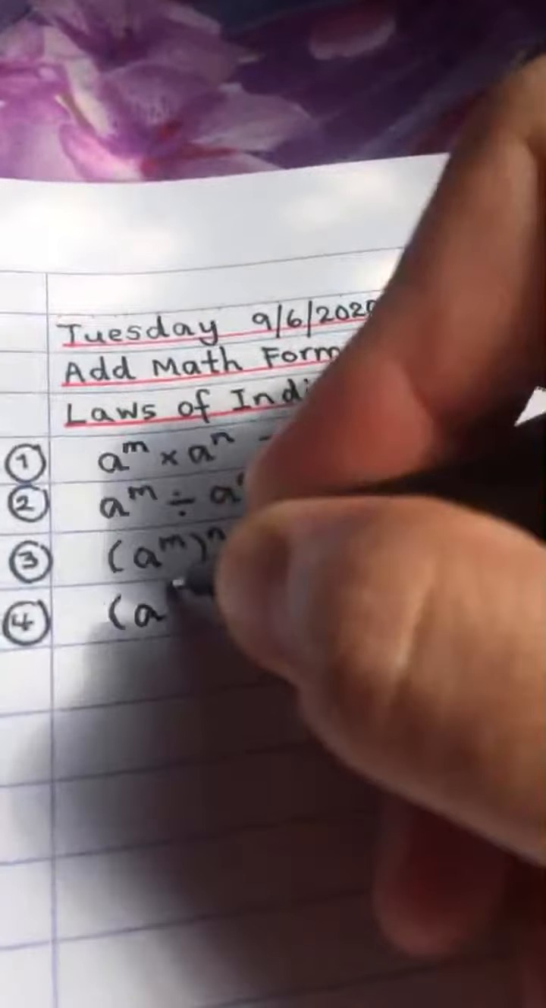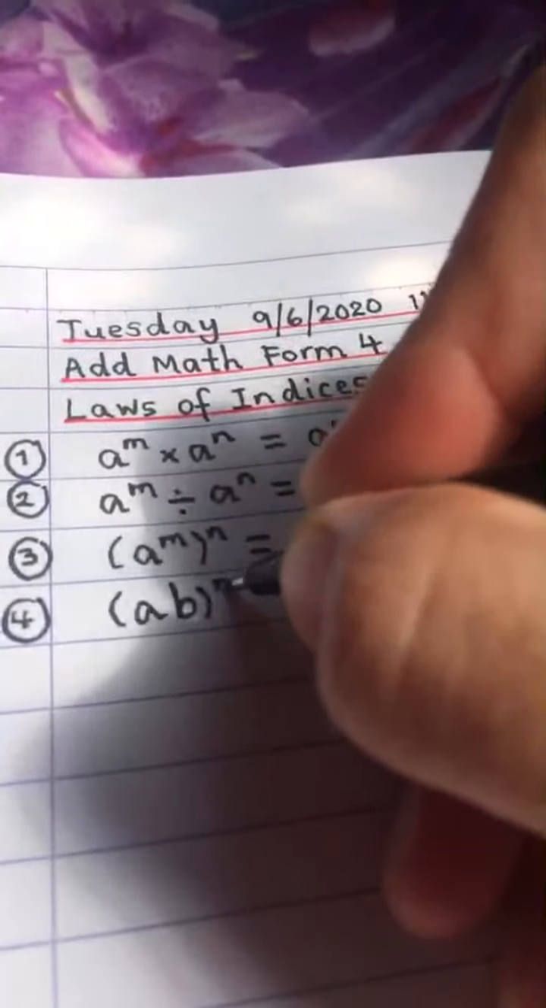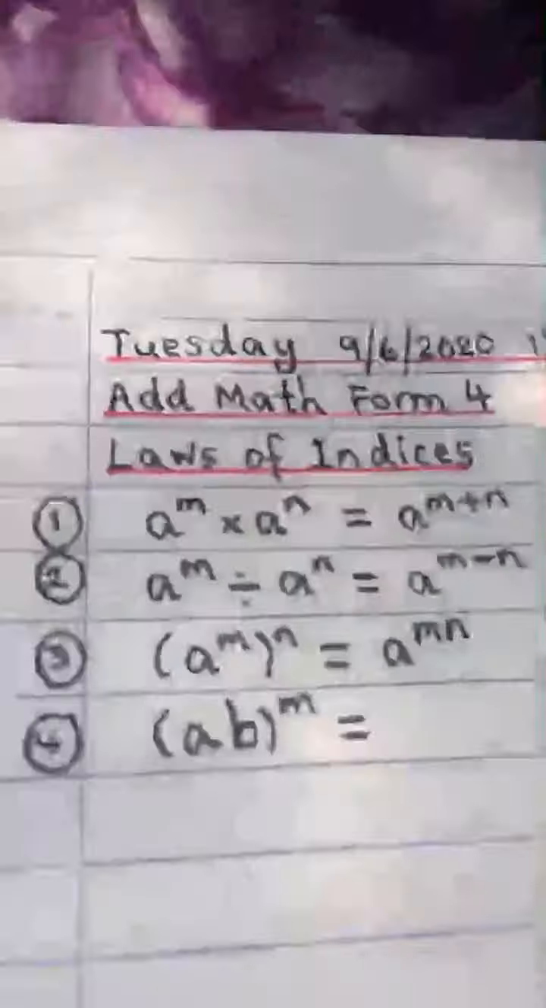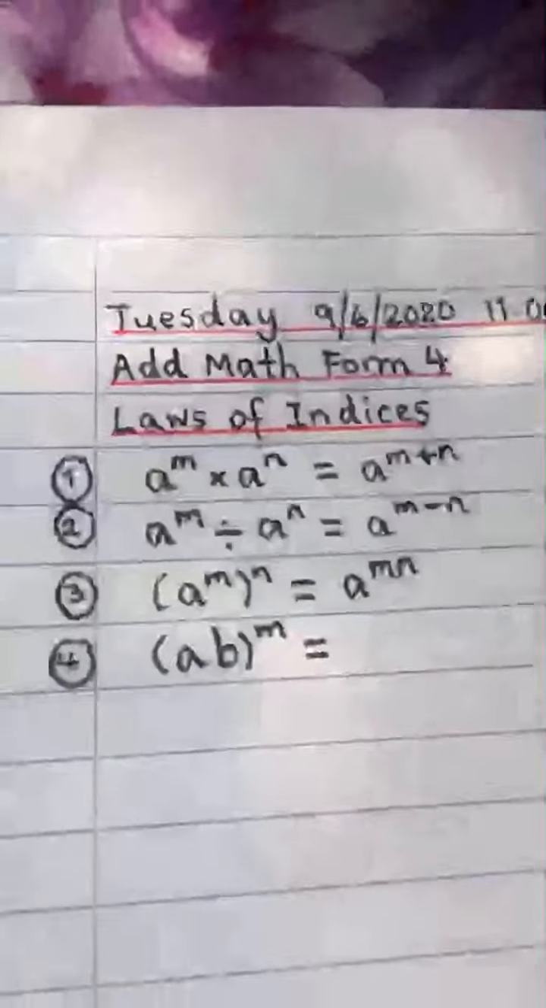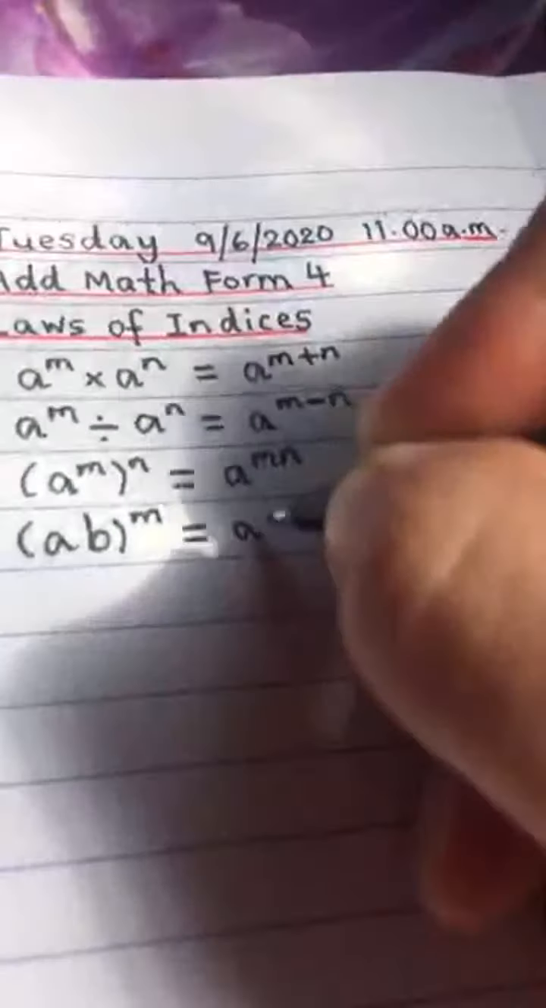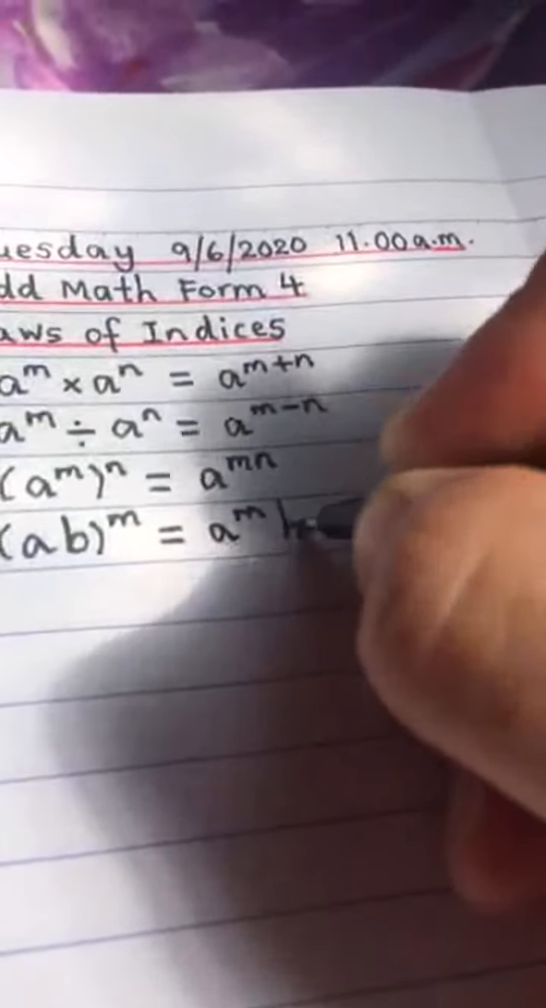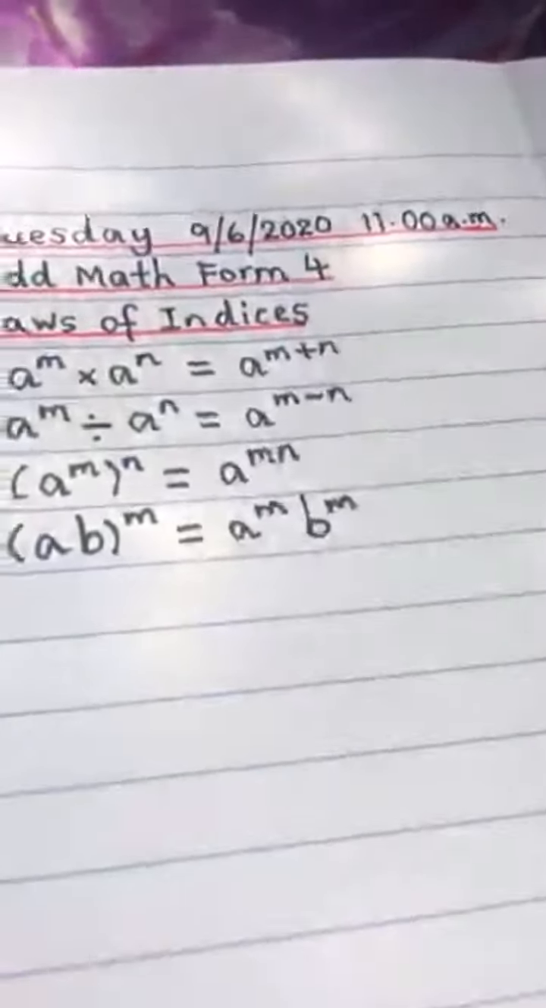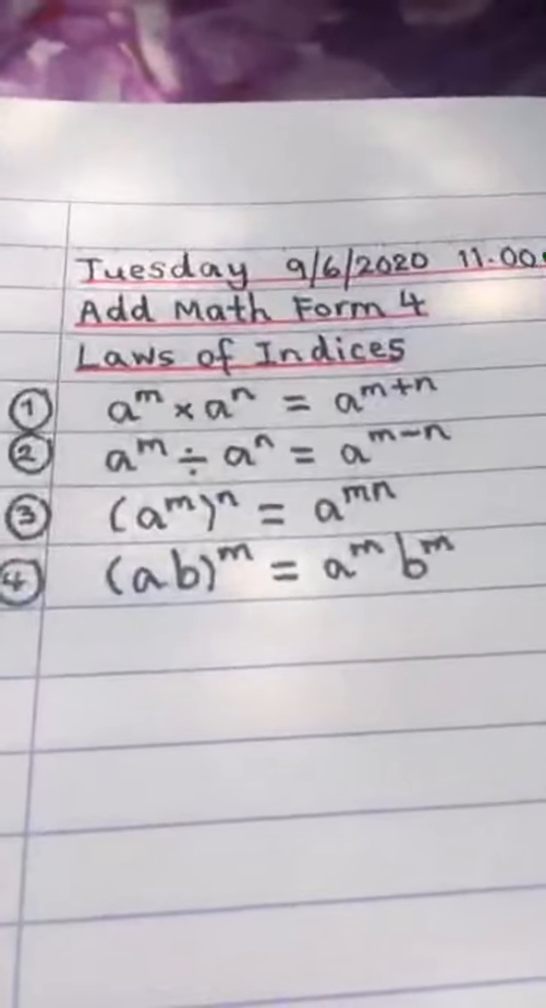Okay, next, when you have brackets and you got two numbers inside, let's say you have a and b, and then both to the power m outside, what you will do is you will multiply both powers together with your a and b. So you'll have a power m and then b power m, so you have to do it twice. So this is our fourth law.